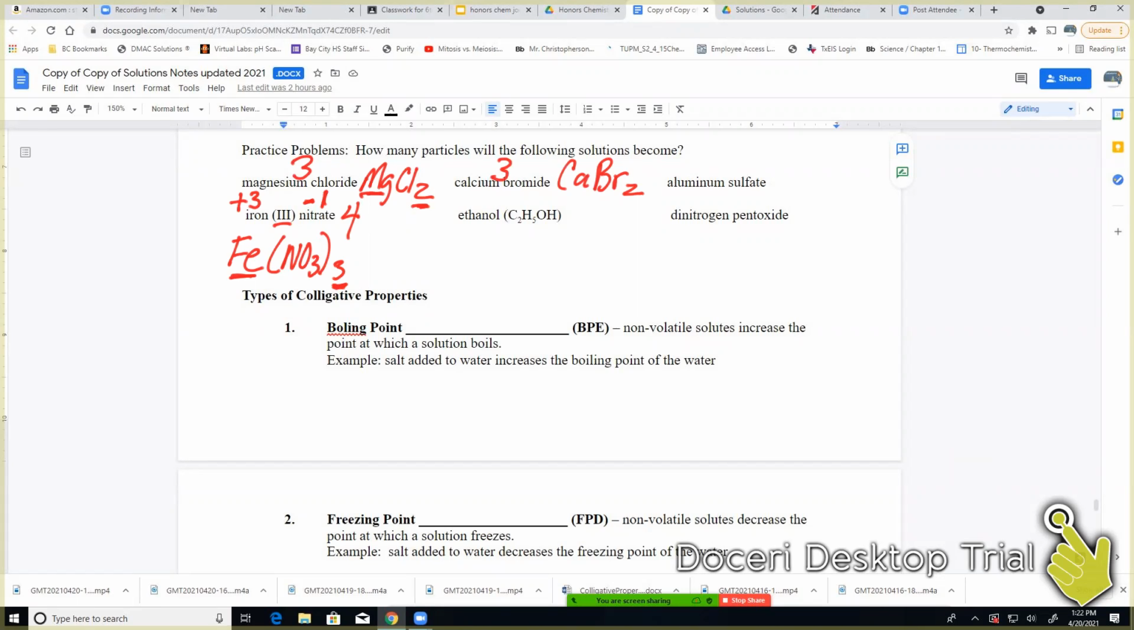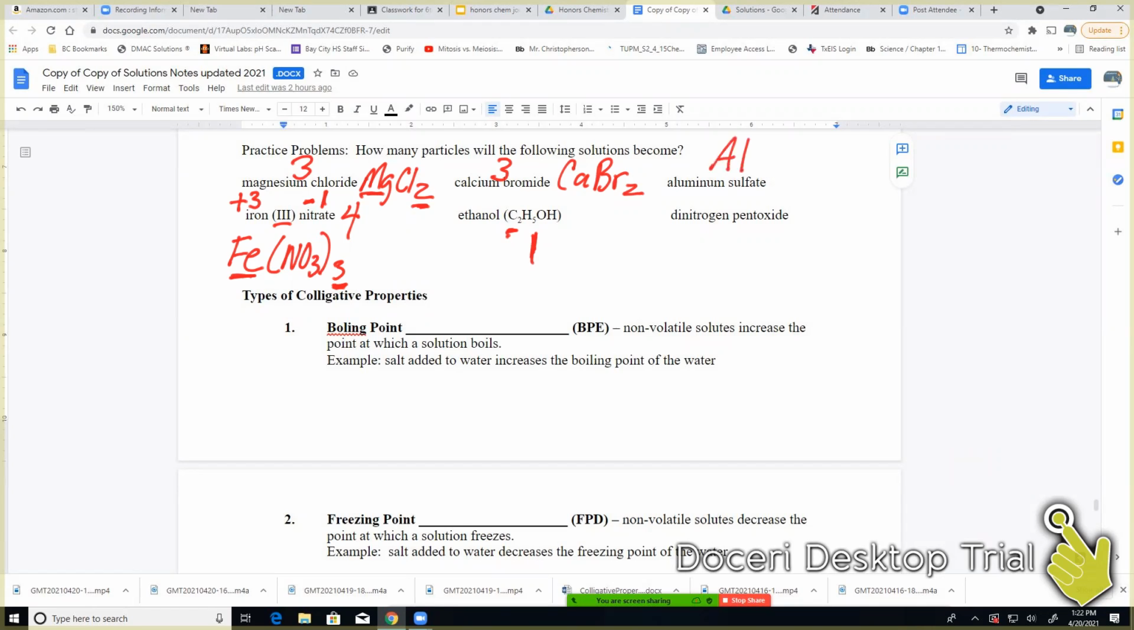What about ethanol? It has the formula right there. Does that look like any kind of ionic compound we've worked with? Remember, an ionic compound is a metal plus a nonmetal. Is that an ionic compound? What kind of compound is that? Organic compound, because it has some carbon in it. So that's just going to stay as one particle, one molecule.